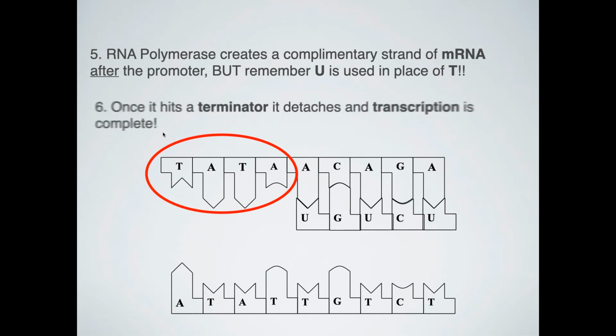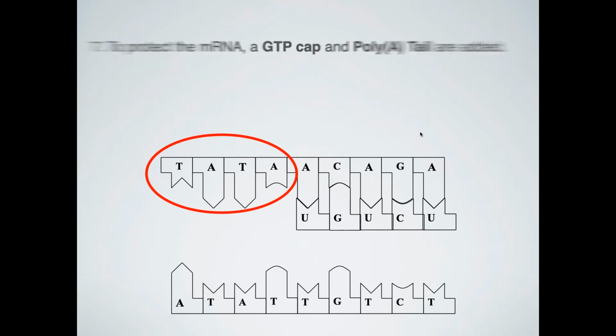Now, how does it know where to stop? Once it hits a terminator, it detaches and transcription is complete. Now, and by the way, if you want to know what a good terminator is, it tends to be a long sequence of the same base, like just a bunch of T's in a row or something, and that'll let it know, okay, great. Okay, I don't need to translate that at this point.